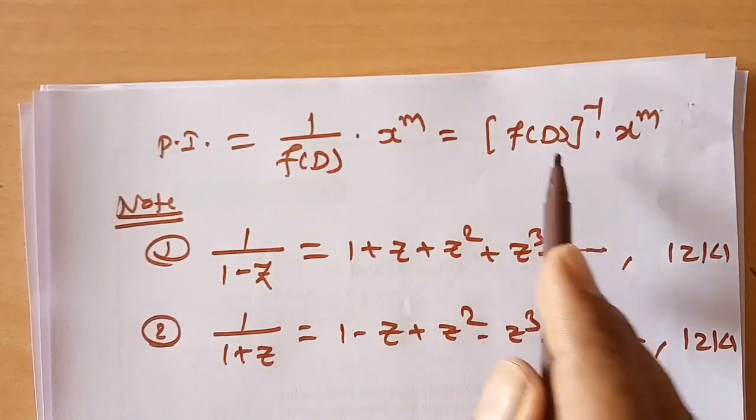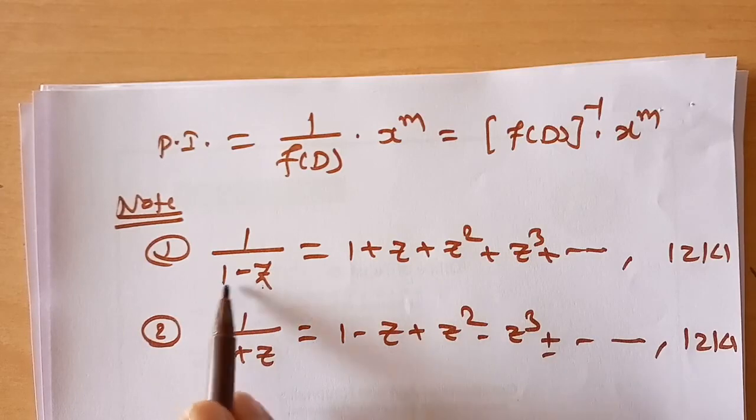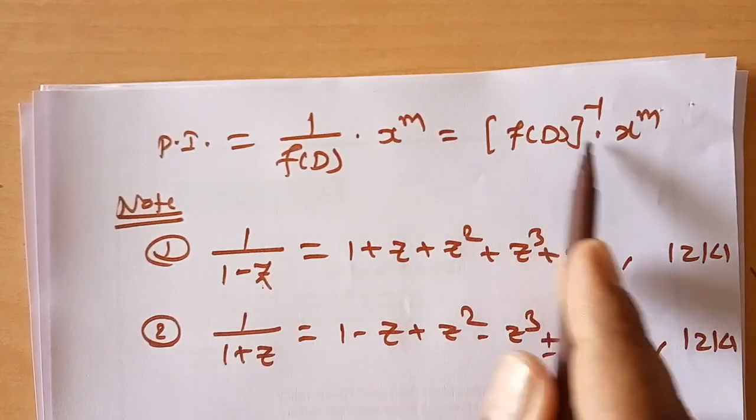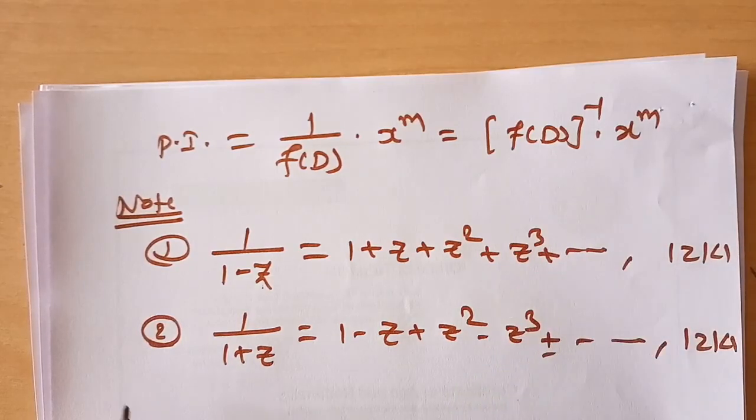We are using this formula because we are taking the inverse of this, and this is 1 divided by 1 minus z. This is nothing but the inverse of 1 minus z, and from that, this is the binomial expansion, and we will get PI by using this method. Again, an important thing.